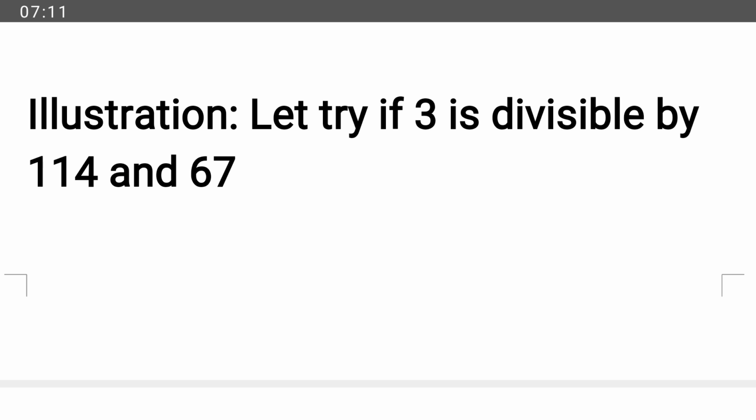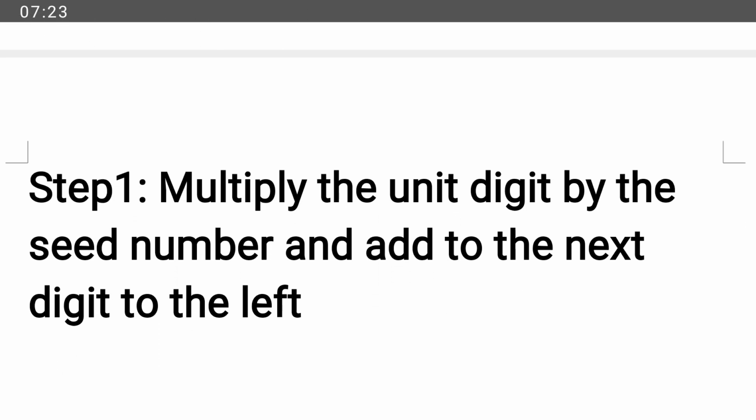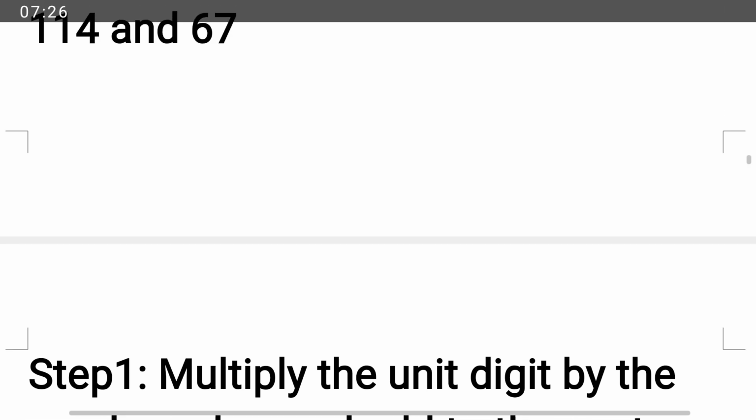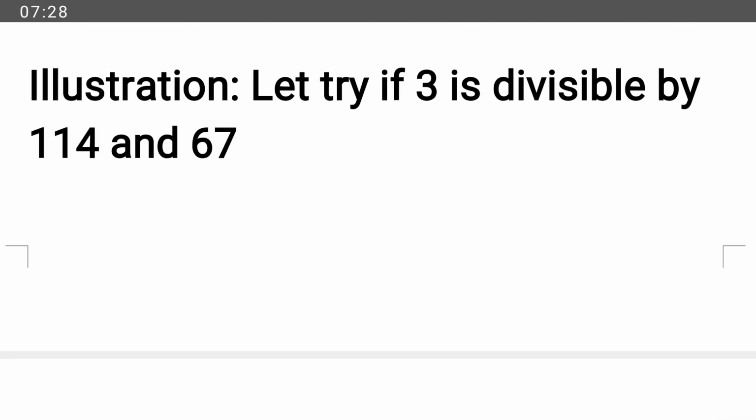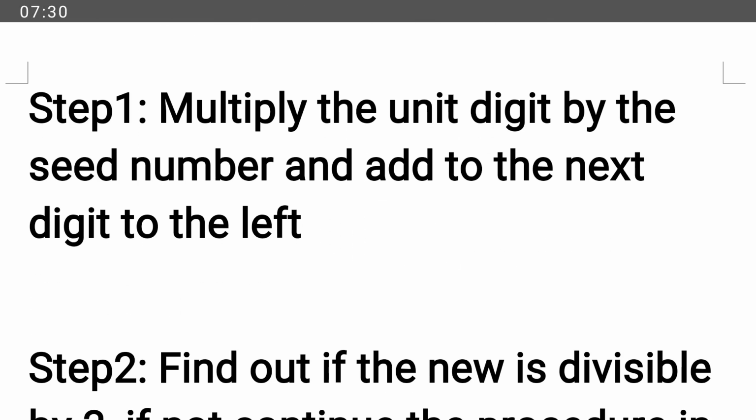Let's actually try to see if 114 is divisible by 3. Merely looking at this one, 114 is divisible by 3, but let's show it clearly. First of all, you look at the unit digit of 114, that is 4. You pick one of the seed numbers, which is 1. Let's use 1 first.